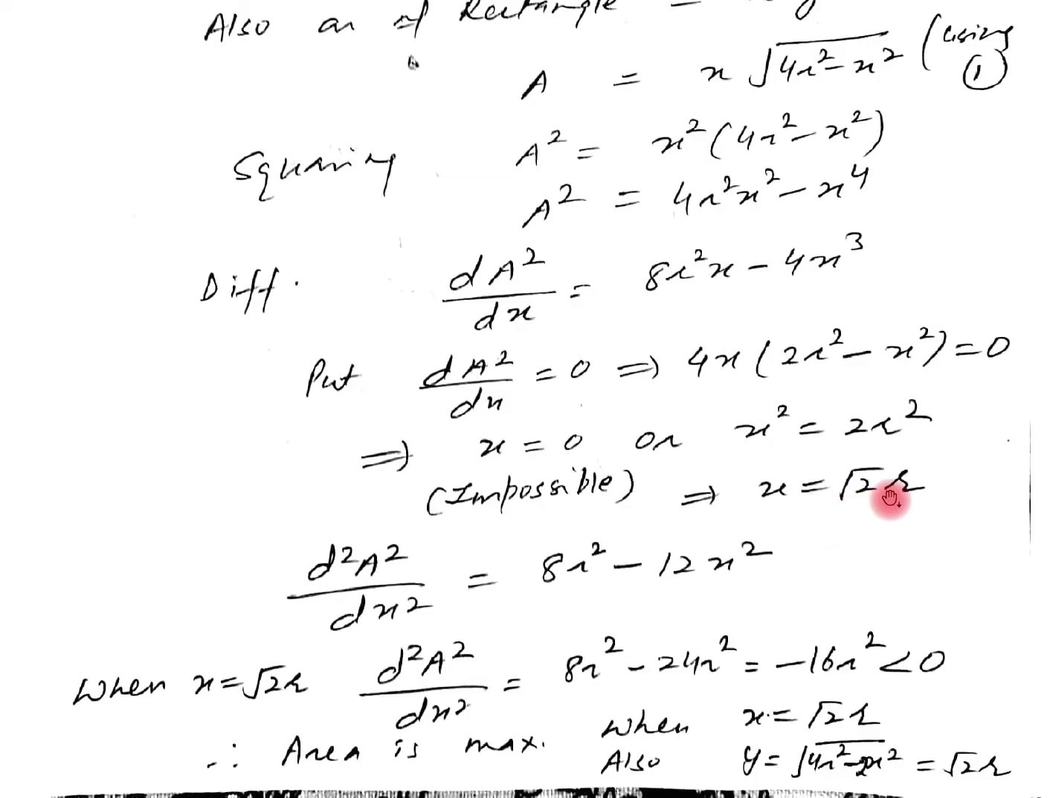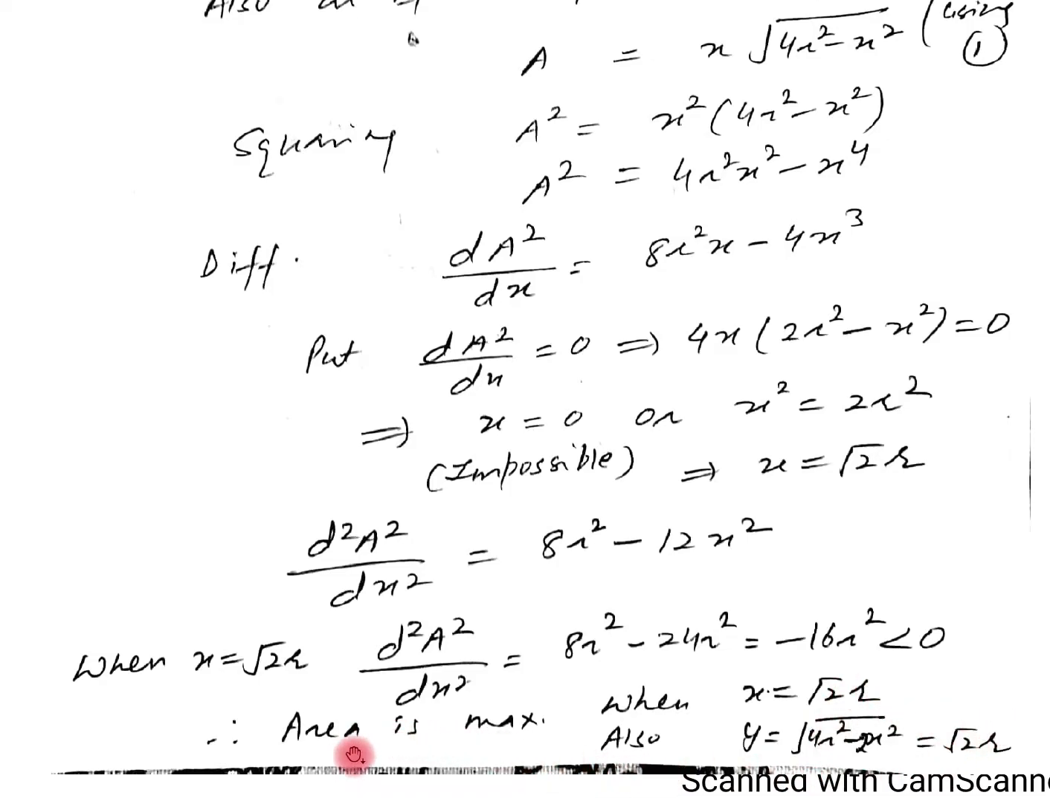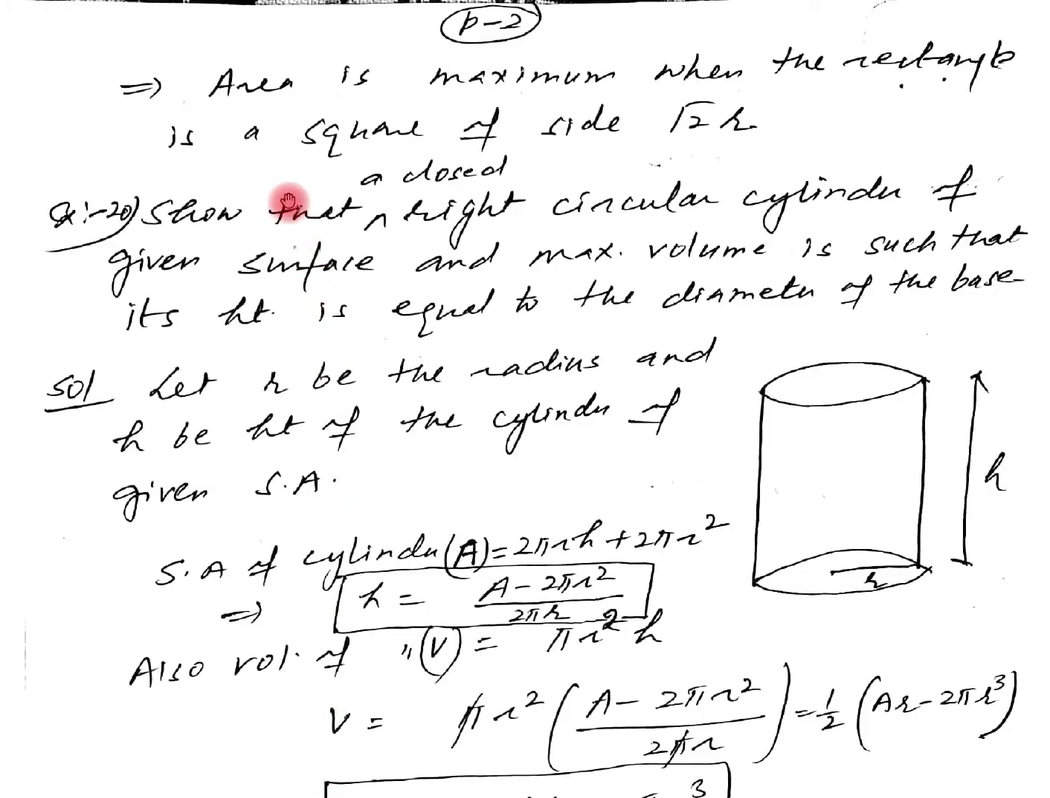When x is equal to under root 2r, you can find the value of y by putting the value of x and simplifying. We get y is again under root 2r. It means when the area is maximum, length and breadth are equal. So we can say area is maximum when the rectangle is a square. This is all about this question. Now the last line you must express: therefore area is maximum when the rectangle is a square of side under root 2r.